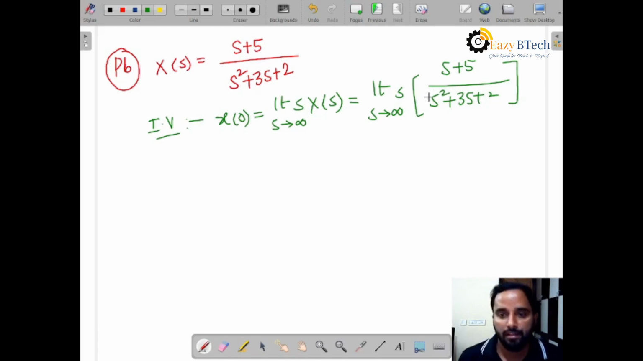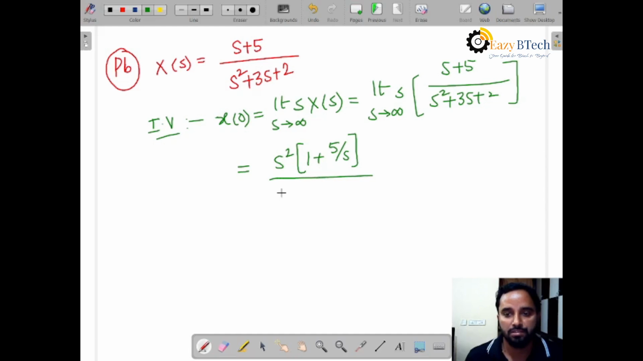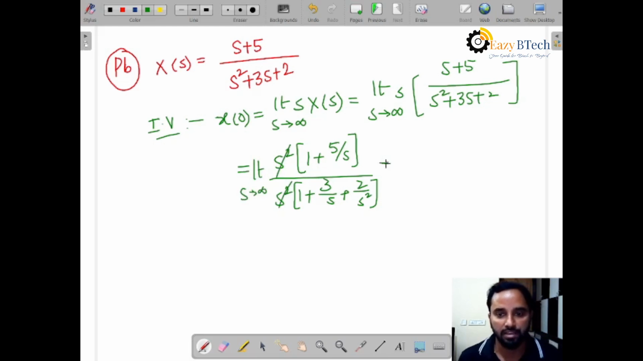Now, if you directly apply the limit, infinity by infinity is undefined. So from the numerator take s common, s into s square, 1 plus 5 by s. In the denominator also s square is common, 1 plus 3 by s plus 2 by s square. To this total we apply the limit s tends to infinity. So s square cancels. By applying s tends to infinity, 1 plus 0 by 1 plus 0 plus 0, which will be 1.